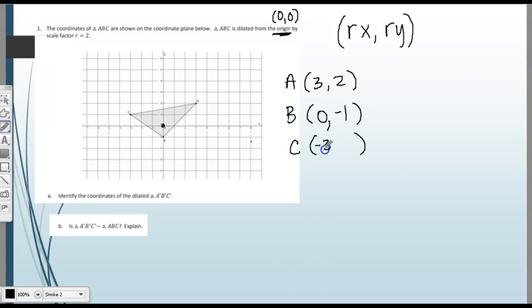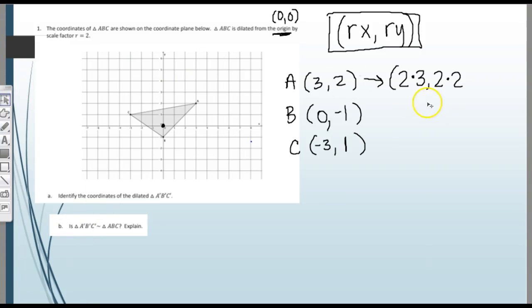So Nevaeh has the ones, I want a current location of C. Then we will apply the rule, okay? So this is the rule, rx, ry. The rule that we are applying, we are going to be multiplying each of those by 2. So 2 times 3 and 2 times 2. Which I will not be writing them that way. Those little dots are going to get messy. We're just going to have lots of parentheses.